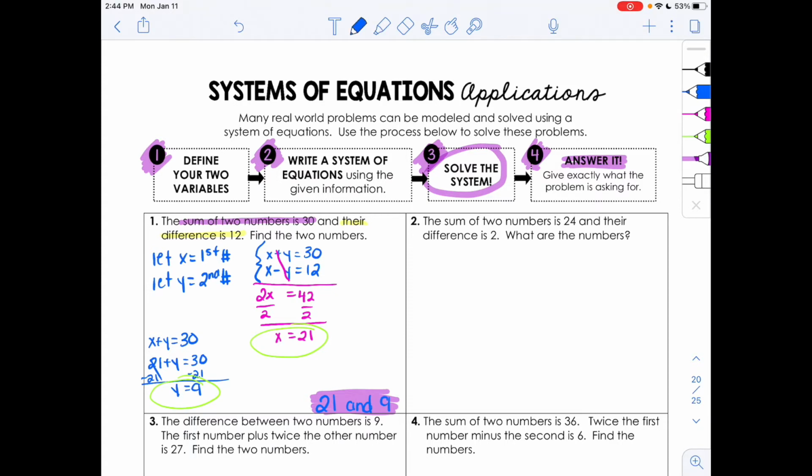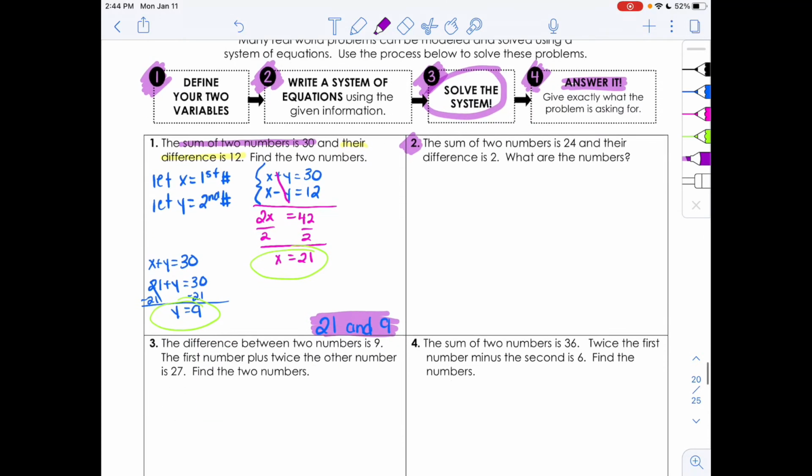Number 2, the sum of two numbers is 24 and their difference is 2. Let's go ahead and highlight this one. And let's look at a more difficult problem. Let's look at number 3.